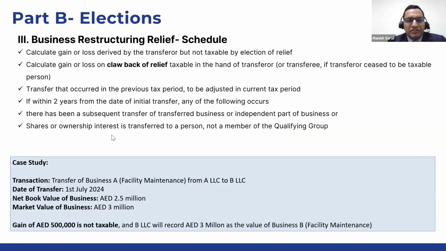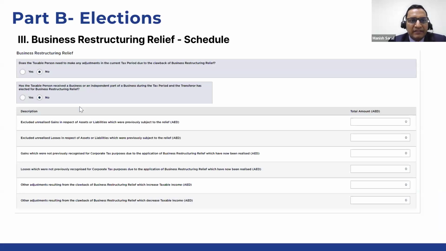And this is a detailed schedule which needs to be filled up. For example, company A is transferring a business to company B. The book value was 2.5 million. The market value was 3 million. So the 500,000 gain in 2024 is not taxable. But yes, in the next 2 years, if it is transferred to a third party by company B, the gain which was not taxable in 2024 will be taxable in a future period. This is the detailed schedule which needs to be filled up in the tax return when you opt for this business restructuring relief.